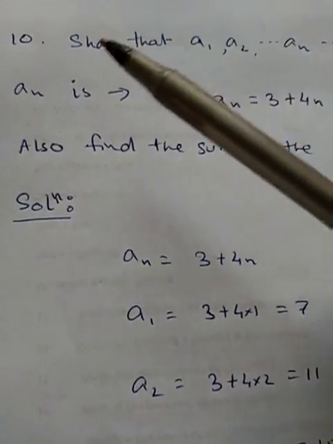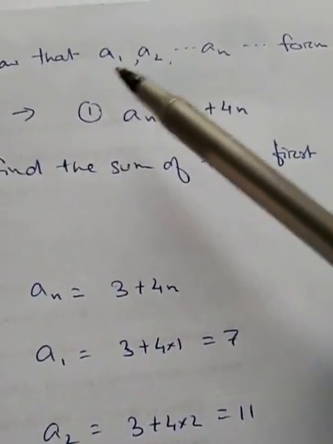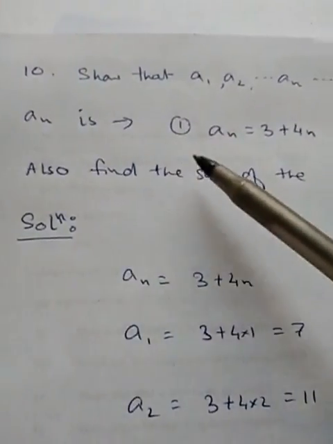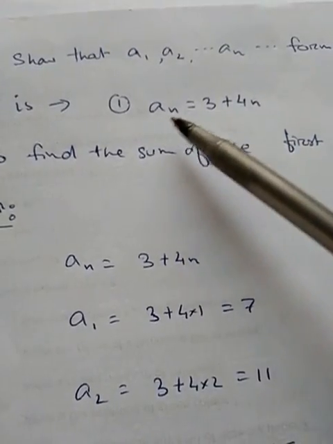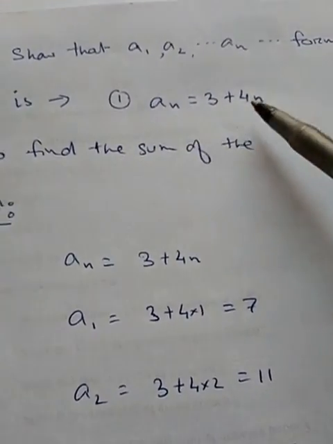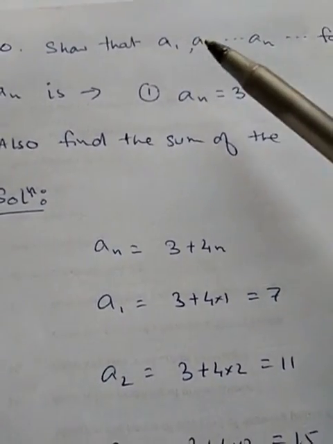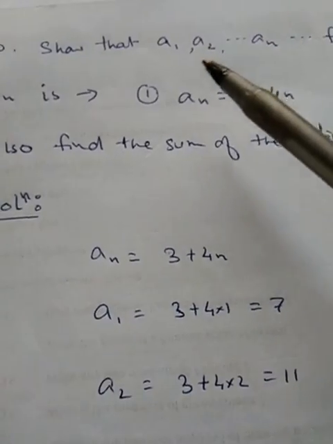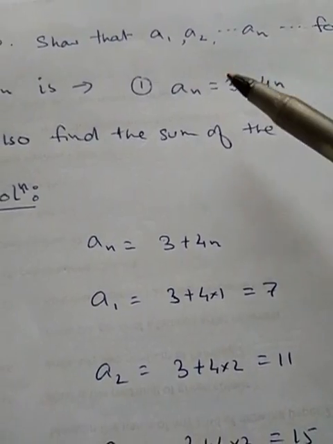Our next question is question number 10, where we have to show that a1, a2, a3 up to an form an AP, where an is given as 3 plus 4n. Now using this an, we have to find the values of a1, a2, a3 and so on, and later verify whether these numbers form an AP or not.